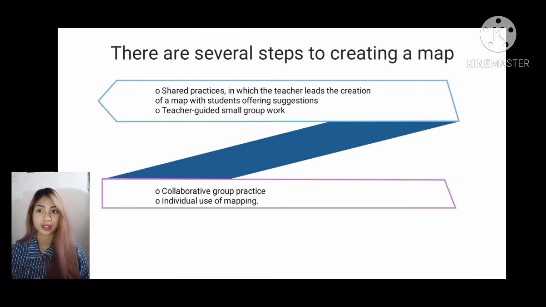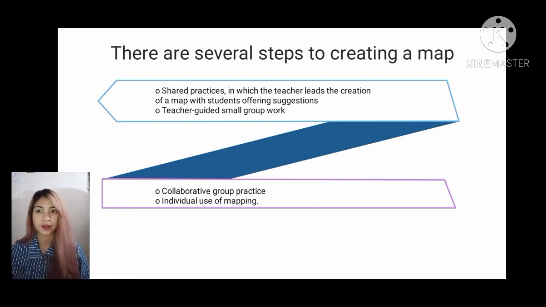There are several steps to creating a map. The first one is shared practice. In this step, the teacher will list the creation of a map, with students offering suggestions. The second is teacher guides small group work. In this step, the teacher will create small group work of the students so that the students will discuss how to apply semantic mapping in reading comprehension.